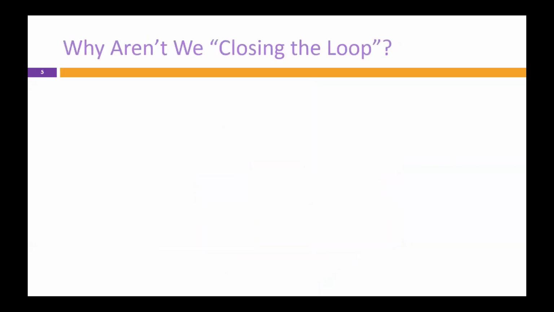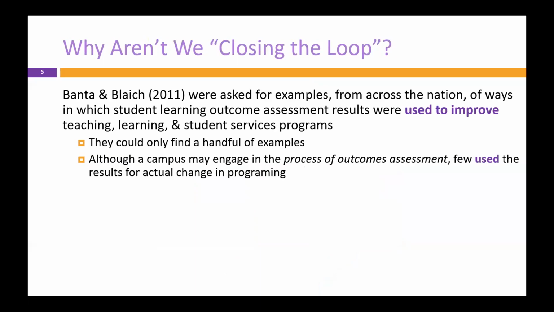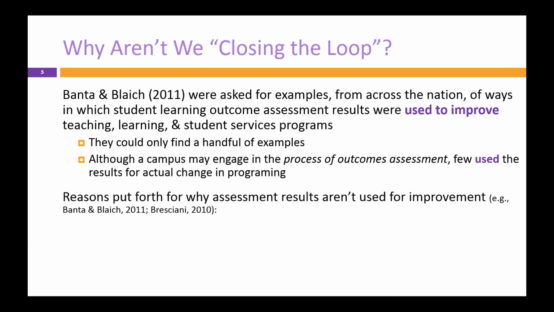Okay. The problem is we're not always closing that assessment loop, and we all know Trudy and Charlie's paper. It was a really seminal paper on this issue where they were asked for examples from across the nation of ways in which student learning outcomes was used to improve teaching and learning and student service programs on campus, and they could only find a few examples of this. And they talked about how folks on campus were engaging in the outcomes assessment process. They were doing that, but few used the results to actually make data-based decisions to change their program.